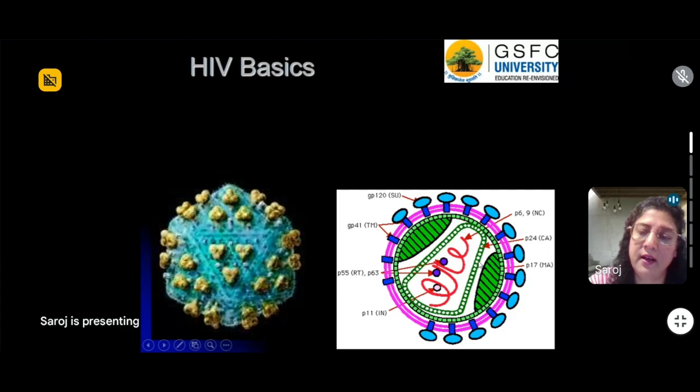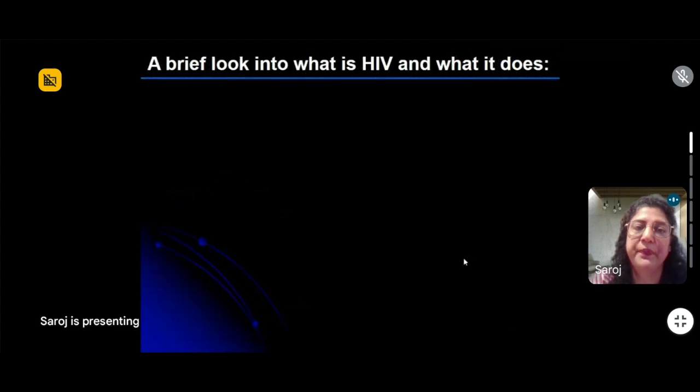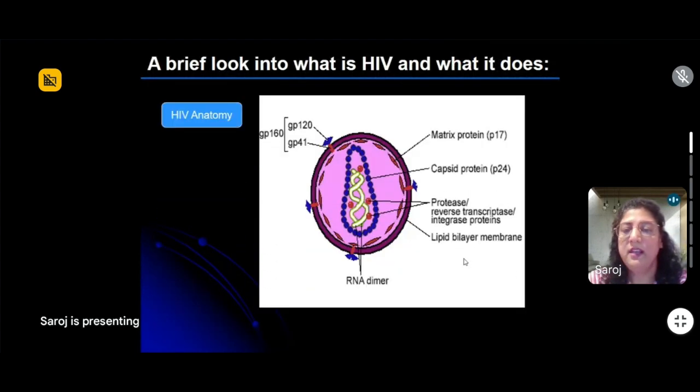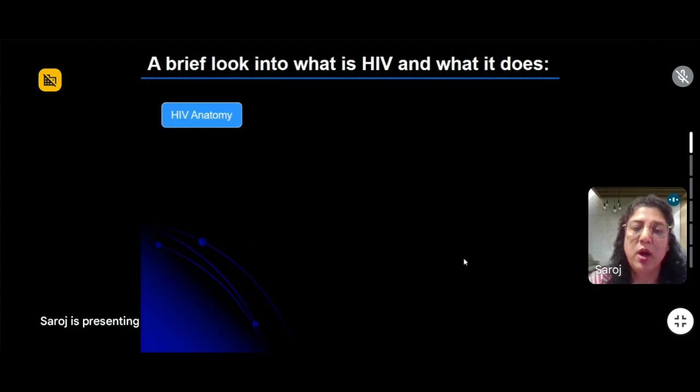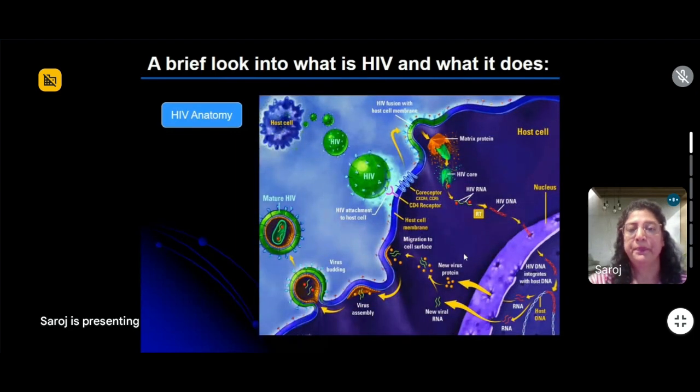So four important things: the presence of surface antigens, the surface unit GP120 and GP41. Then you have the capsid protein, which is P24, and then you have reverse transcriptase, the one which is going to be converting your RNA into the DNA. So we have already seen, not going to go over this, but what we will see is how HIV is infecting the cells and what is the life cycle of the HIV.